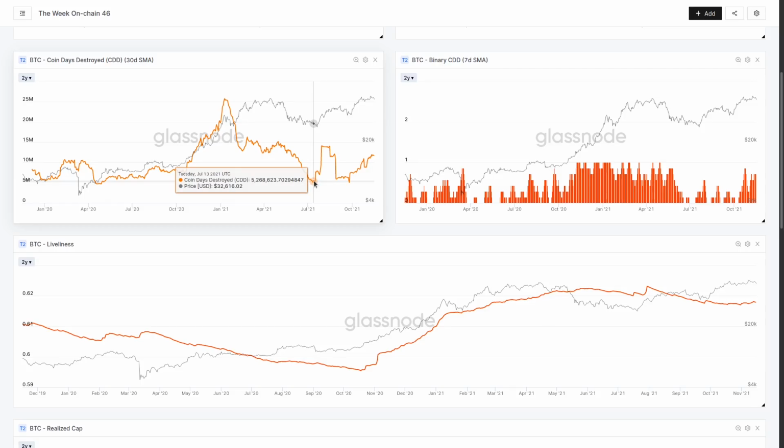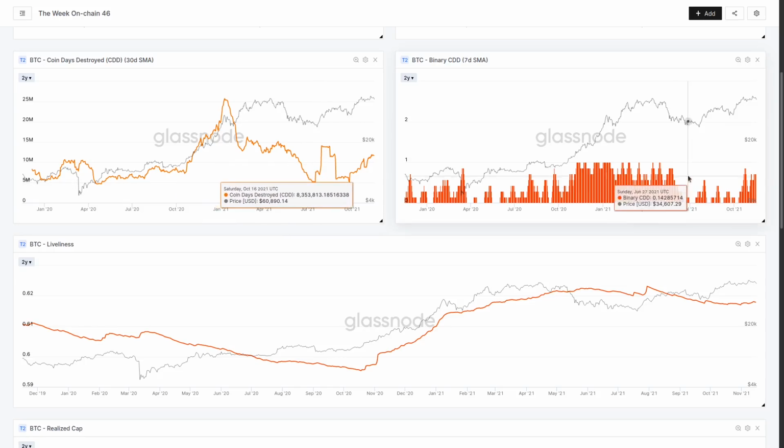You're seeing more coin days staying dormant. That means that there's fewer being destroyed. Those older hands are more likely to be buying at that point in time. And we can see this significant gap that opened up in our binary coin days destroyed. This persisted all the way through July, all the way through to October.